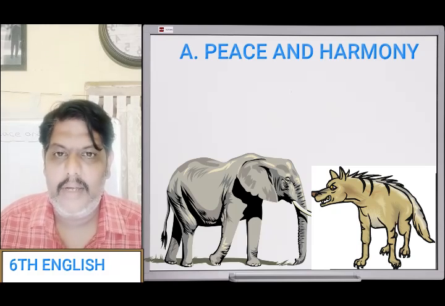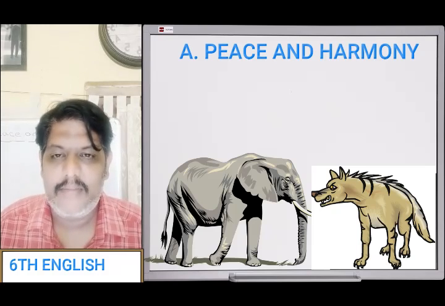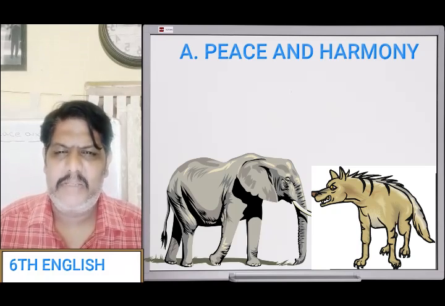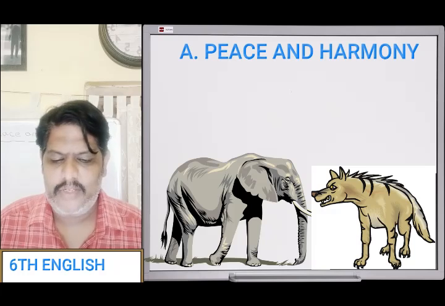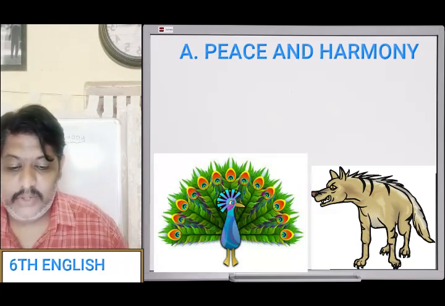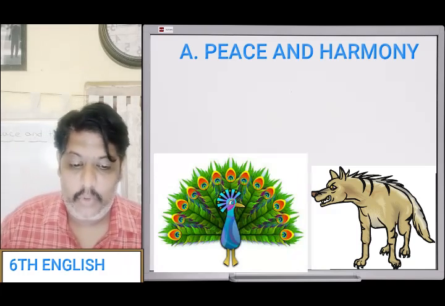So why do you want to go and play with those animals? You are like the king of the forest. They are very small animals, so it's not good that you play with them. He told the elephants. And then he went to the peacocks, and you know what he said to them?